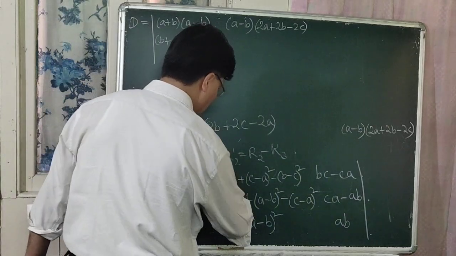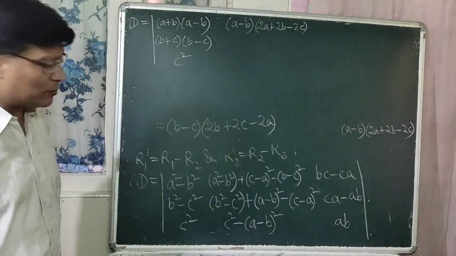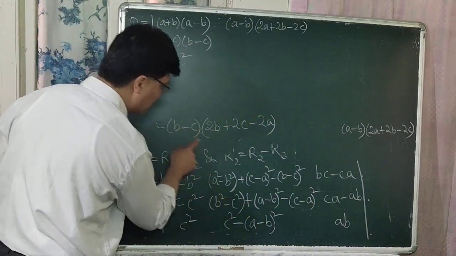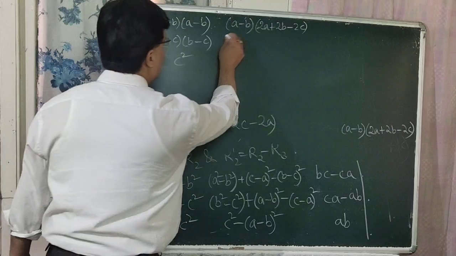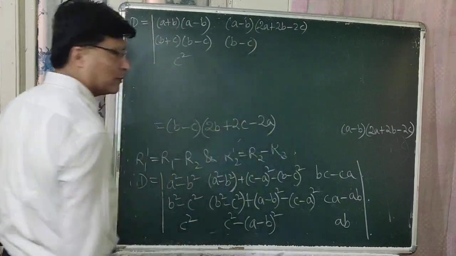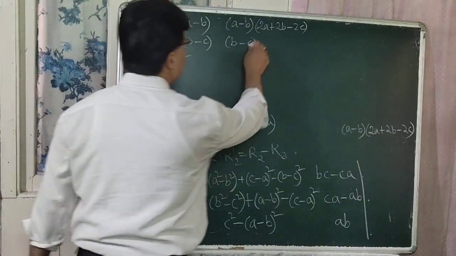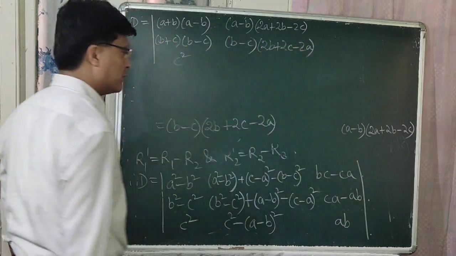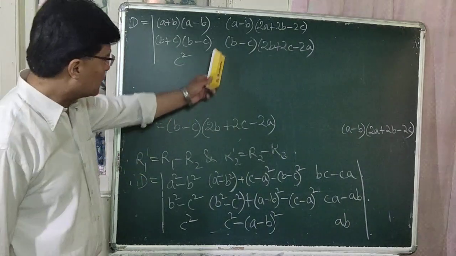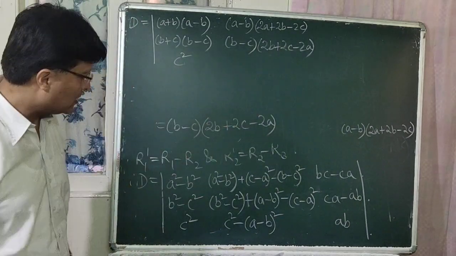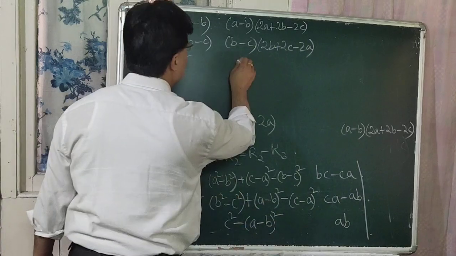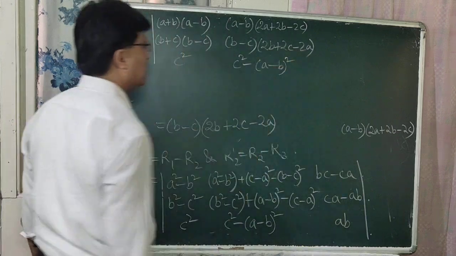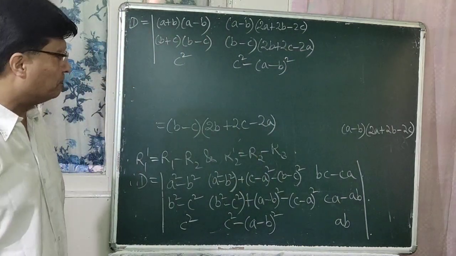Then what is the second element of the second column? This was also factorized. You write it down here. So it is the second element of the second column: b minus c into 2b plus 2c minus 2a. Is that right? b minus c, 2b plus 2c minus 2a, right? Then write down this expression, that is c square minus a minus b whole square. So this is your second column.